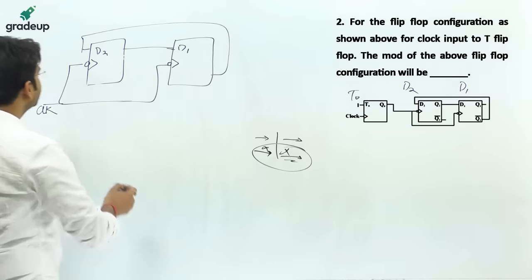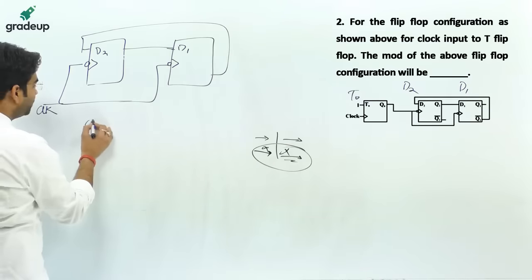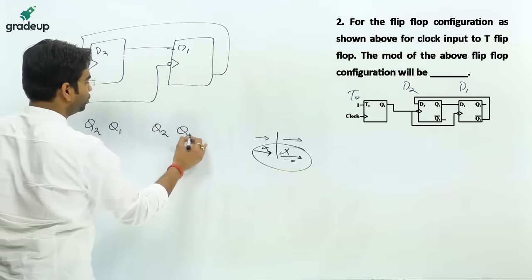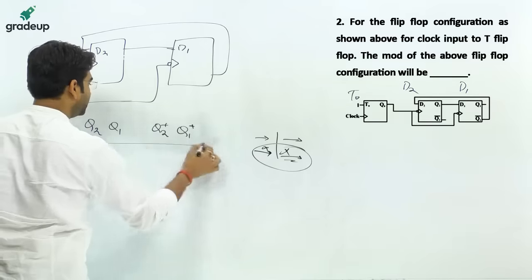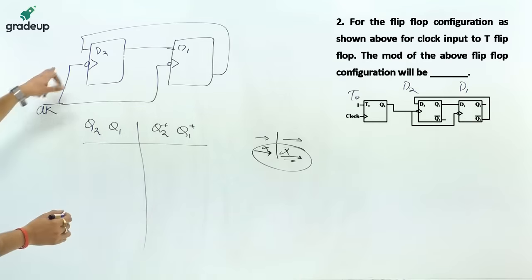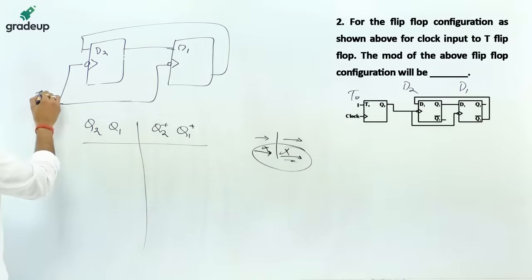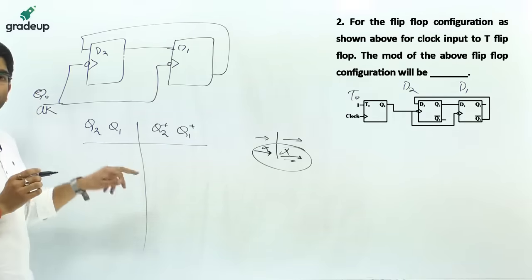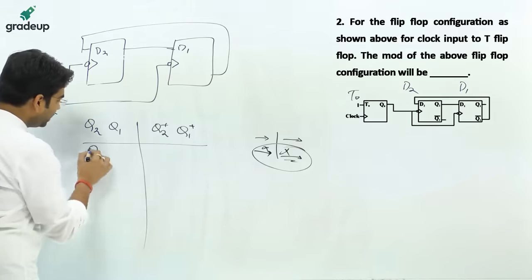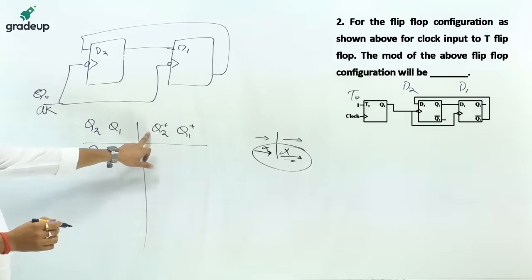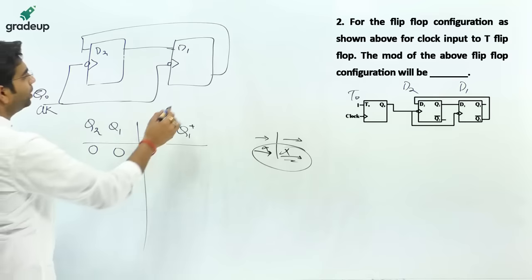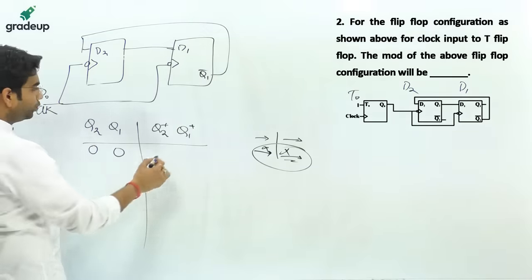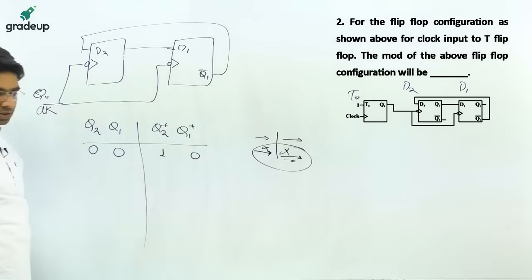So here friends, what will be the initial stage? Q2, Q1. Next stage will be Q2, Q1 plus. The clock is applied. What is the clock? The clock is output of Q naught. Let the initial states be 0 0. Q2 plus will be Q1 bar. Q1 bar means it is 1 and it is 0.